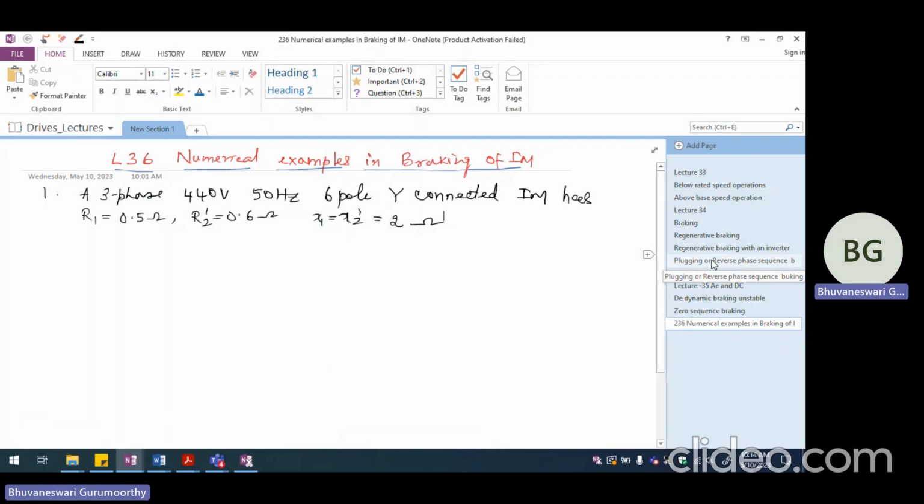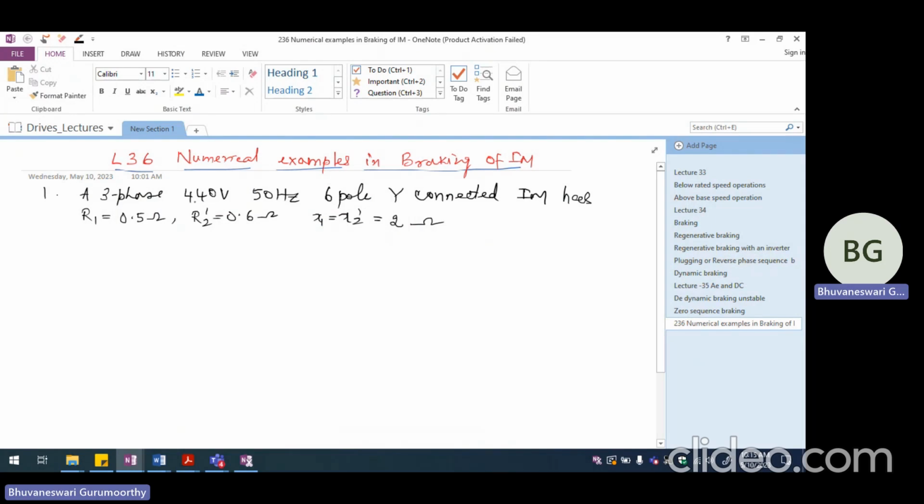Good morning. We are starting to work out a few problems, numerical examples in braking operation of induction motor. So let me start with regenerative braking operation. And the problem statement goes somewhat as follows.